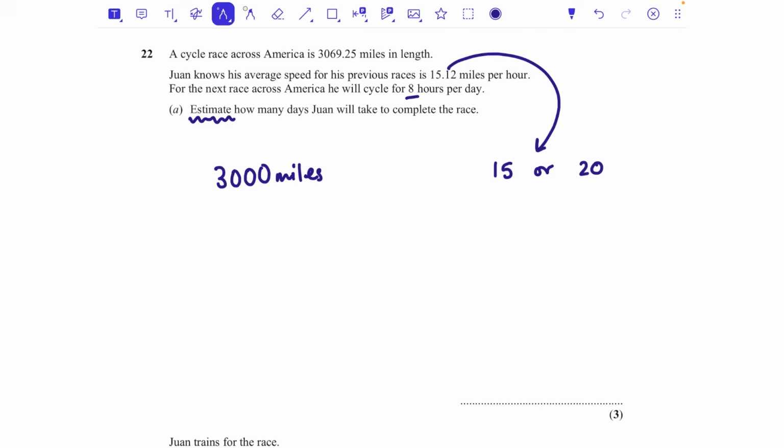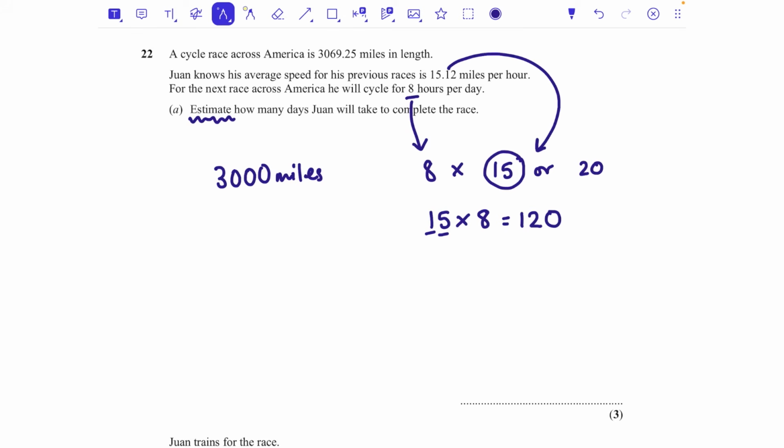And then we've got 8 hours a day. So if he cycles, which one shall I use? I'll use 15 for this. So 15, but if you use 20, don't worry, you'd still get full marks. So if he can do 15 miles per hour and he's going to cycle for 8 hours a day, 15 times 8, I'm going to do 10 lots of 8, which is 80. 5 lots of 8, which is 40, and add it together. So that's 120 miles per day that he can do.